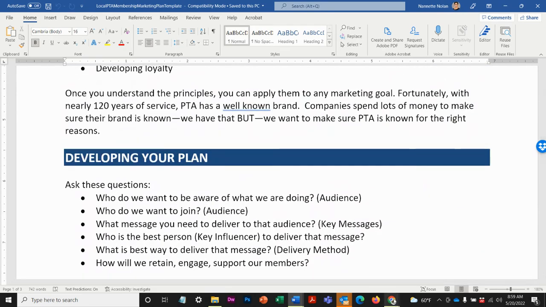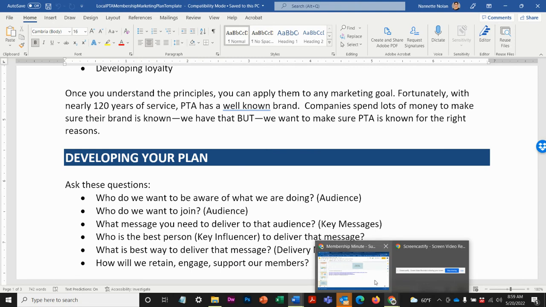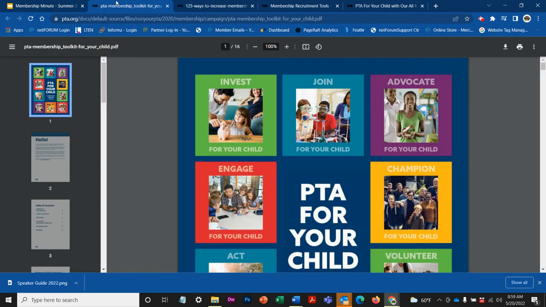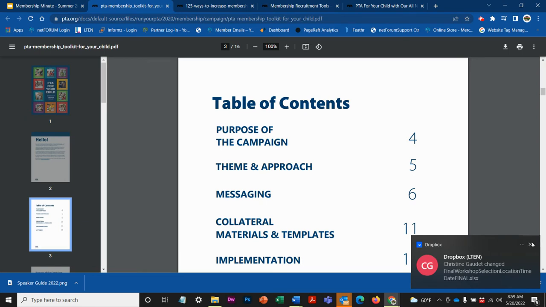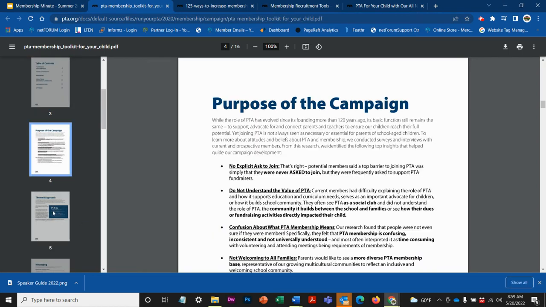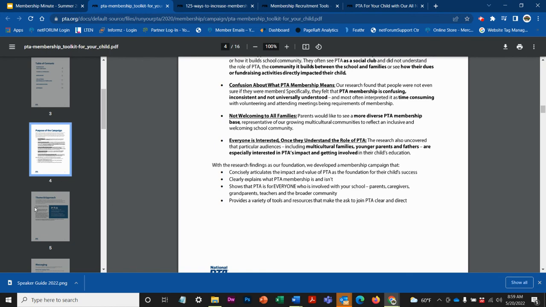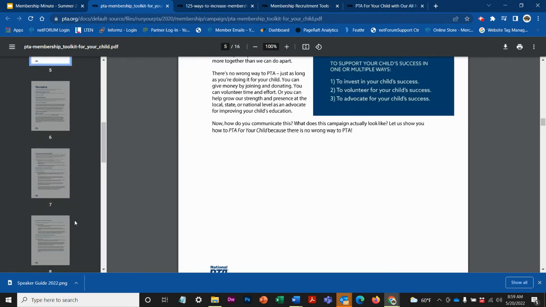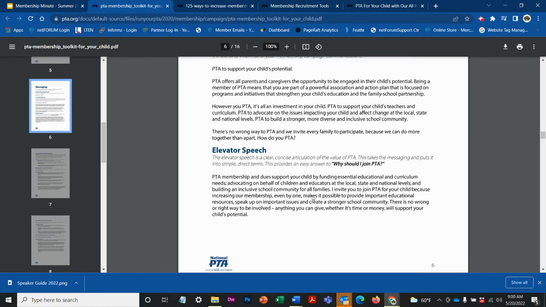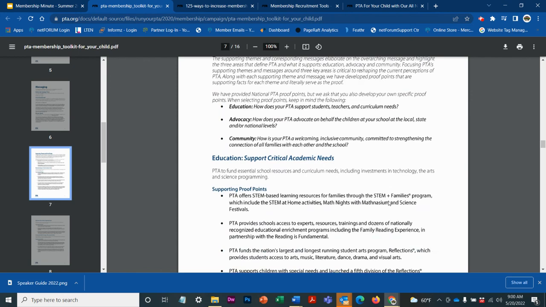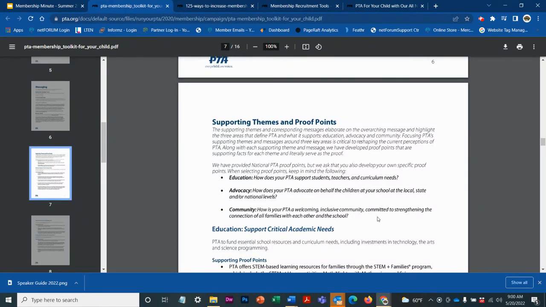And there's one additional resource I want to share with you that I think is also quite brilliant. The National PTA has this very robust membership toolkit where it kind of covers all the stuff we just spoke about, including the purpose of PTAs and the importance of themes and messaging. I love that. And it gets into the elevator pitch. So, more on that, how you support your themes with proof points. So if you say that you support education, how do you support education? If you support advocacy, how do you support advocacy?